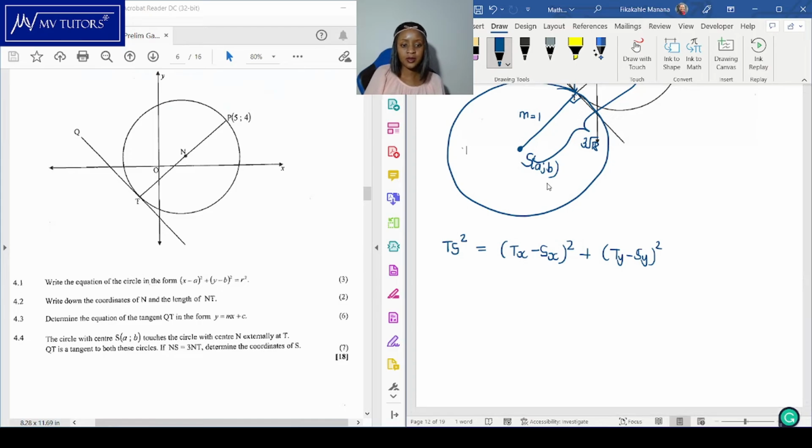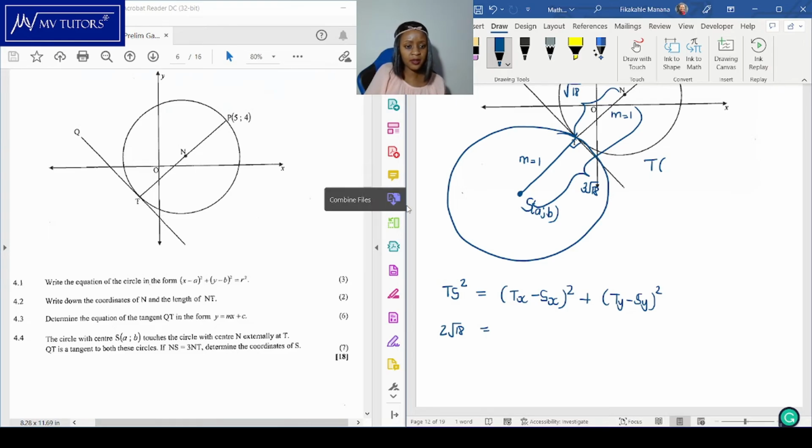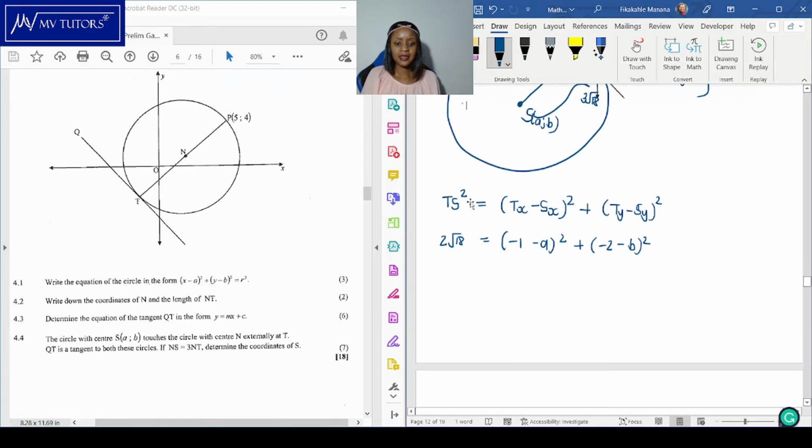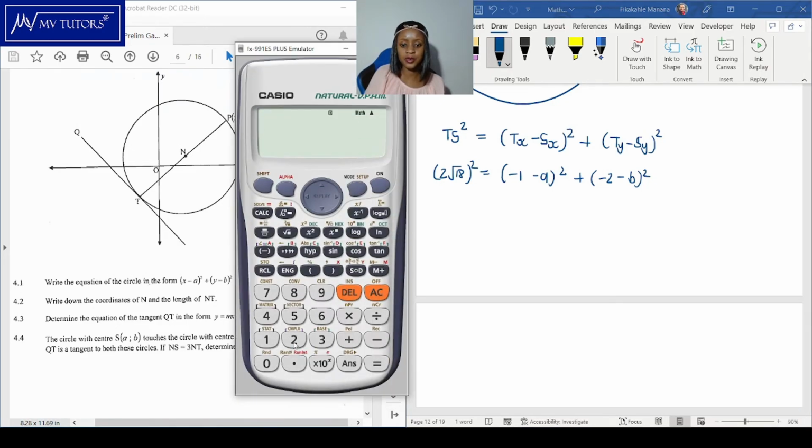All right, so now TS, we know it would be twice root 18. And then the x coordinate, so T, I think we had it as -1 and -2. Yeah. All right, so the x value for T is -1, the x value for S is a. Then the y value for T is -2, the y value for S is b. And then this is also just squared. If we calculate that, we get 2 root 18, and if we square that, we get 72.